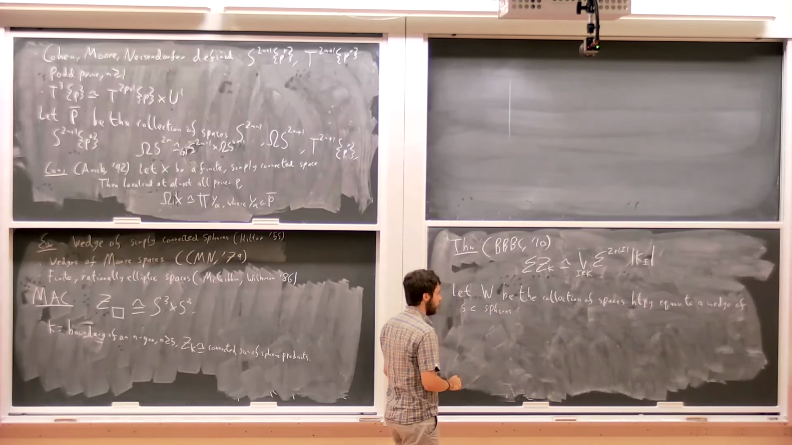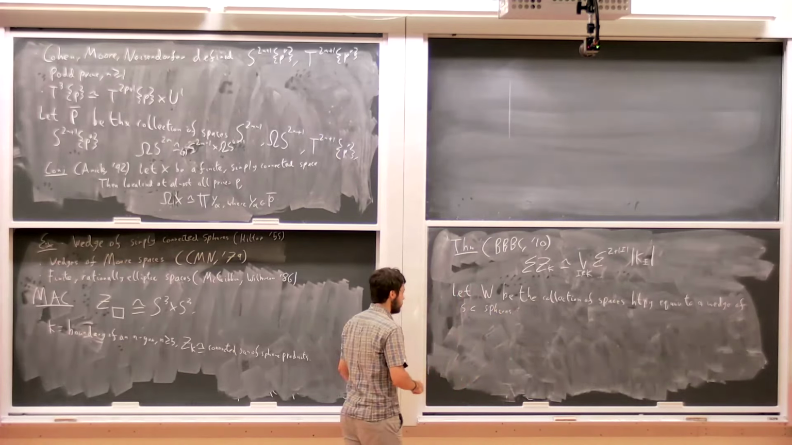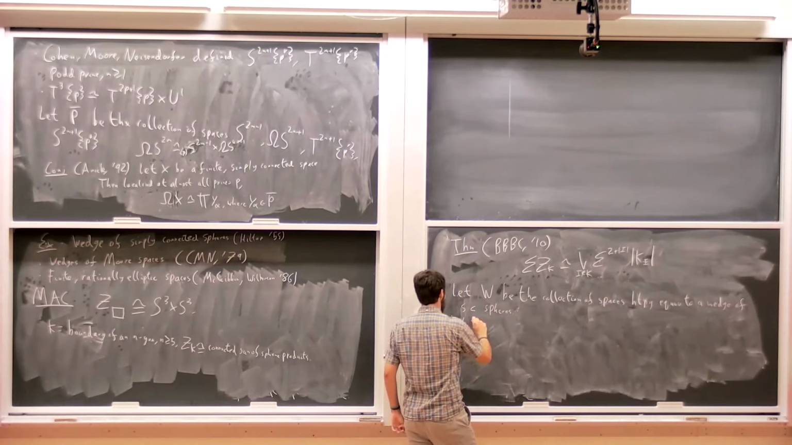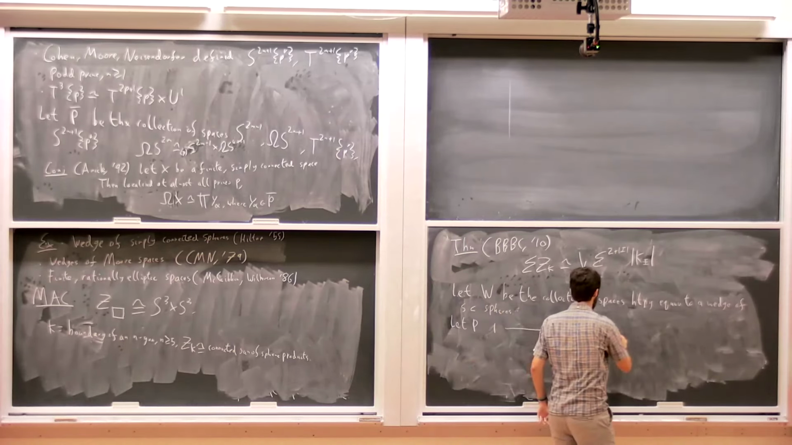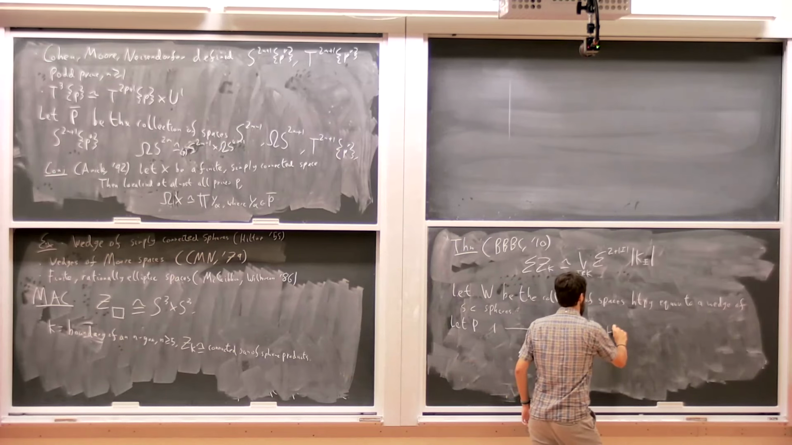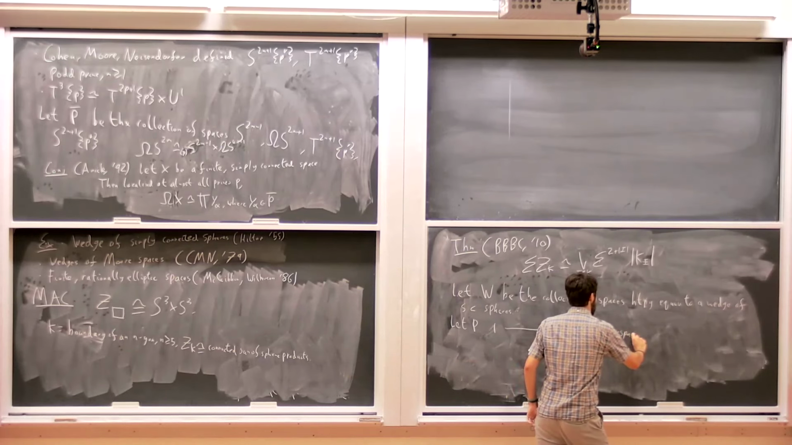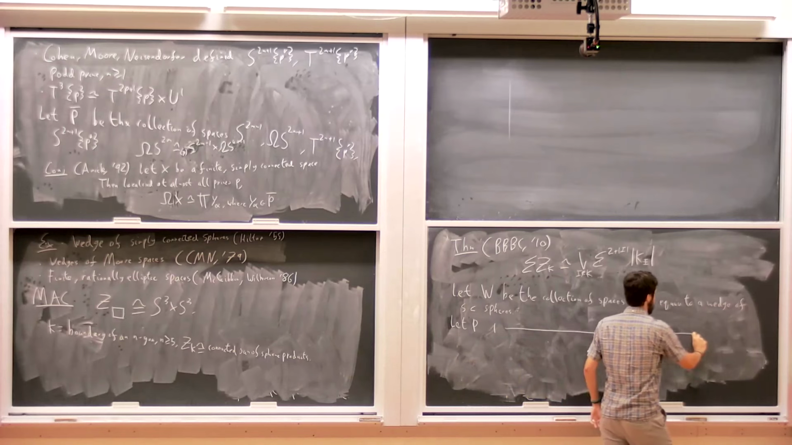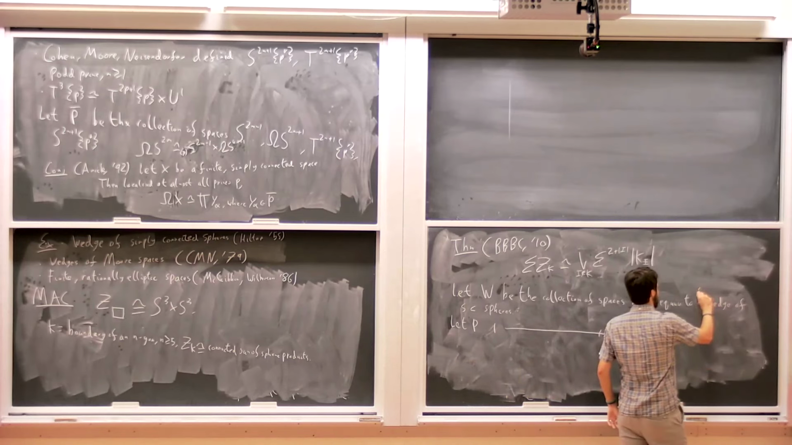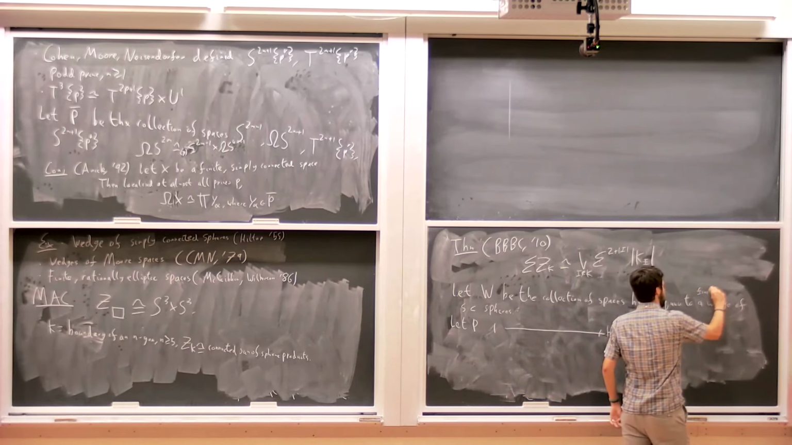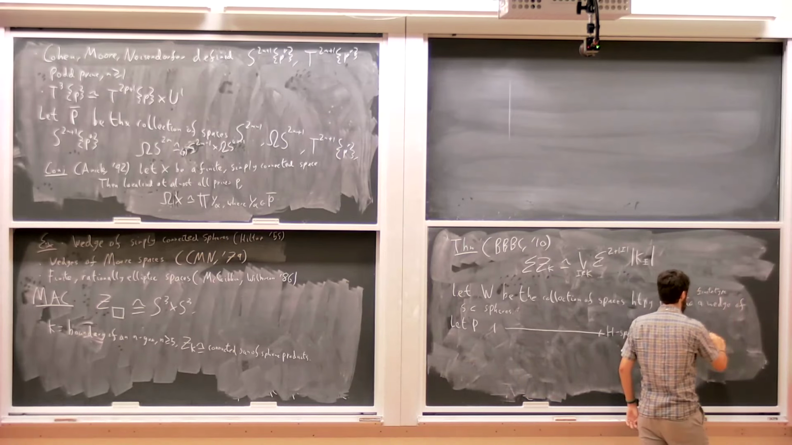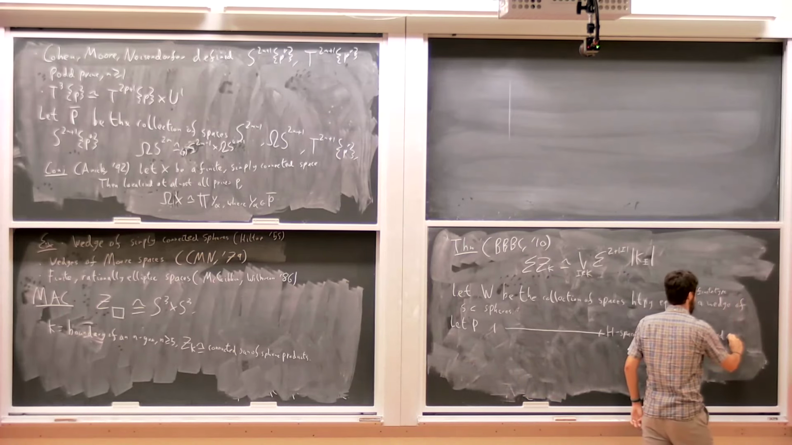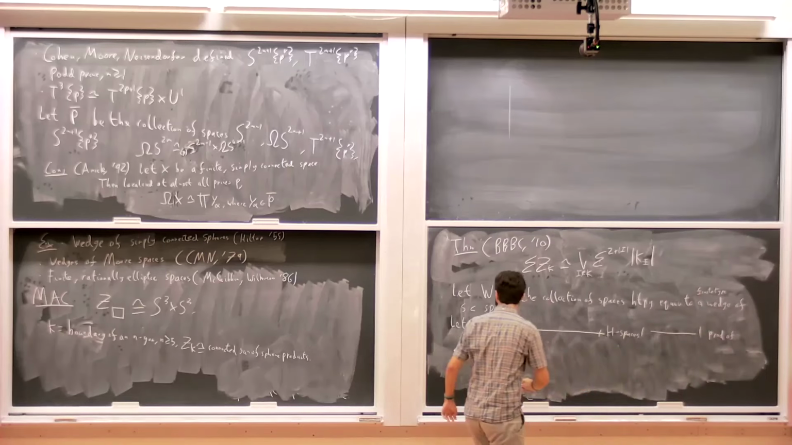And to set up for looking at loop spaces, I'm going to let P be the collection of H spaces, sorry, which are homotopy equivalent to, sorry, this should be finite type, a finite type product of spheres and loops on spheres.